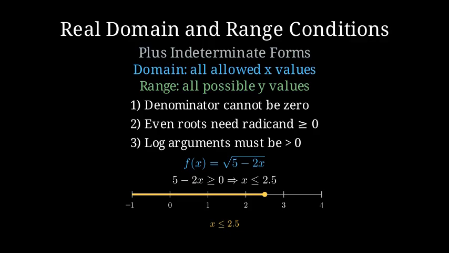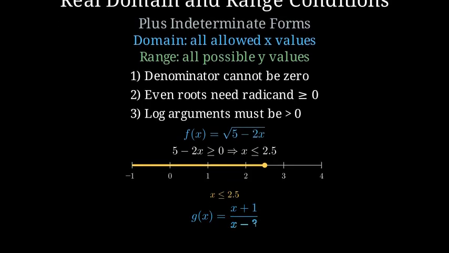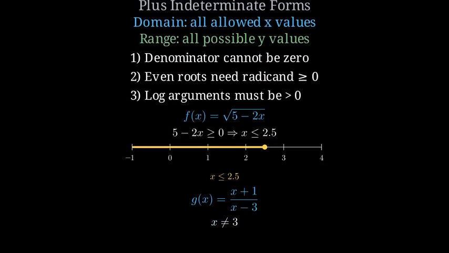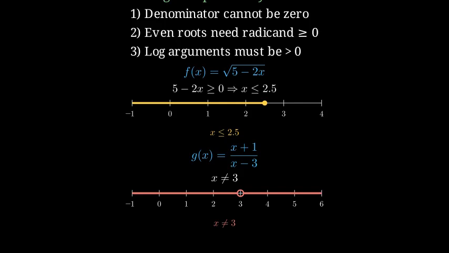Example 2. G of x equals (x plus 1) over (x minus 3). The denominator cannot be 0, so x cannot be 3. That means the domain is all real numbers except 3.